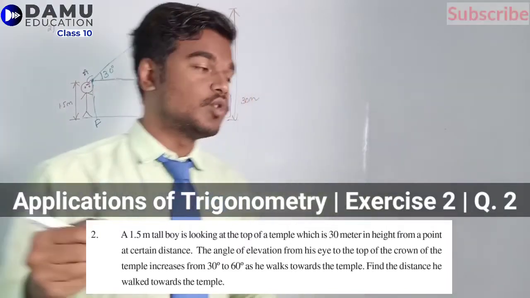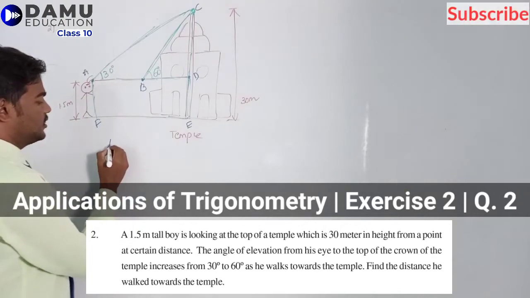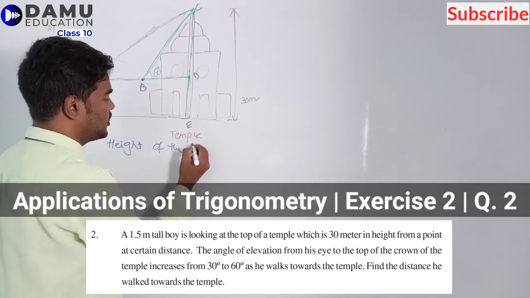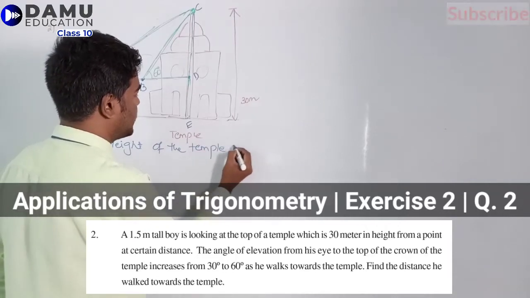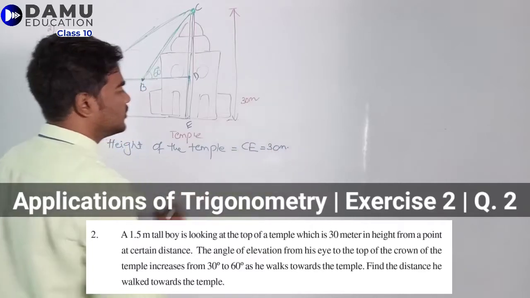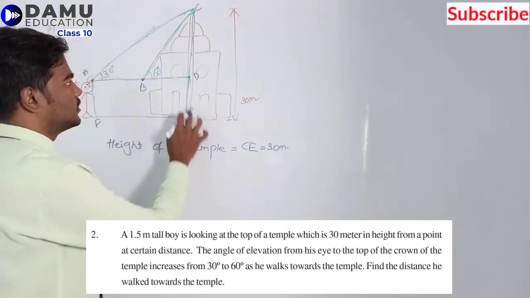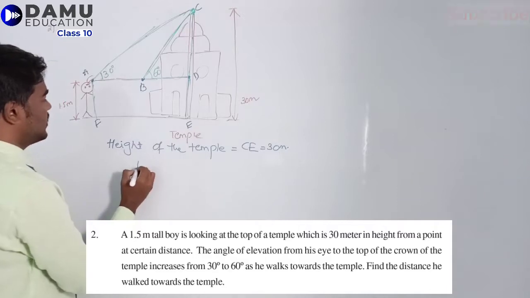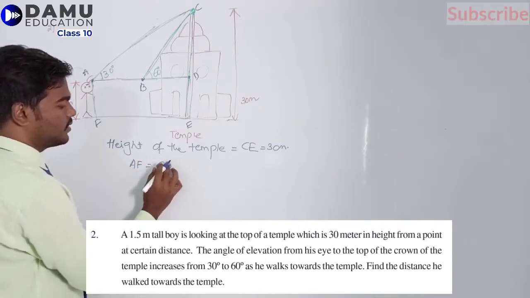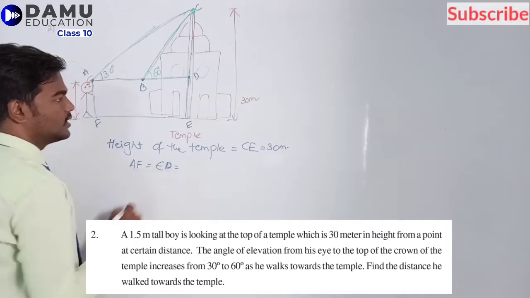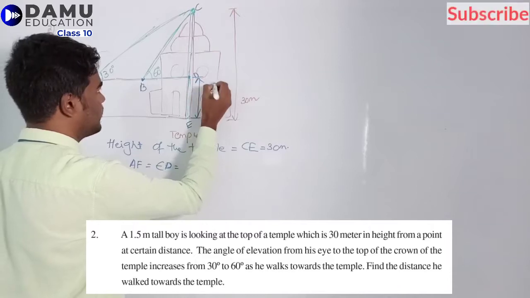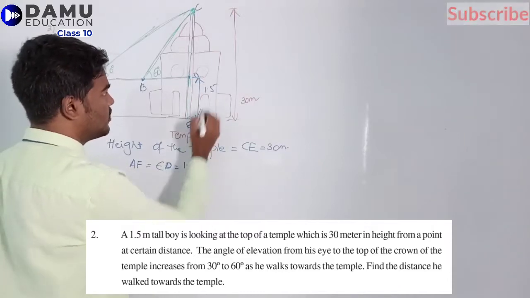The AB distance. What are the conditions that are given? The height of the temple, so let's write: height of the temple will be equal to CE, that will be equal to 30 meters. Then what is the EF? AF will be equal to ED, that will be equal to, from this point to this point, the height, 1.5 meters.